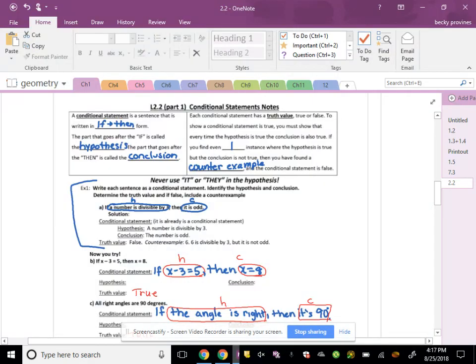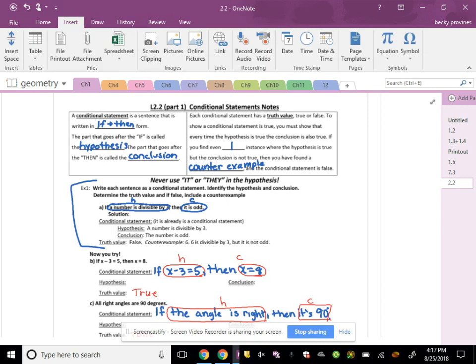Hi, we're going to go over lesson 2.2 today. It's over conditional statements. I know the notes are filled in, but I'm going to explain it as I go.